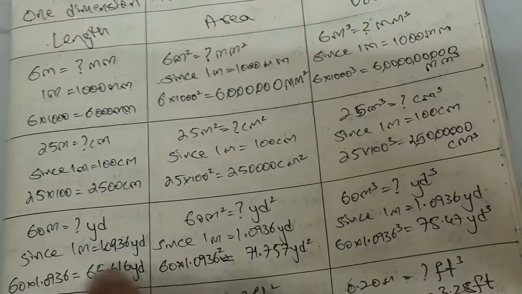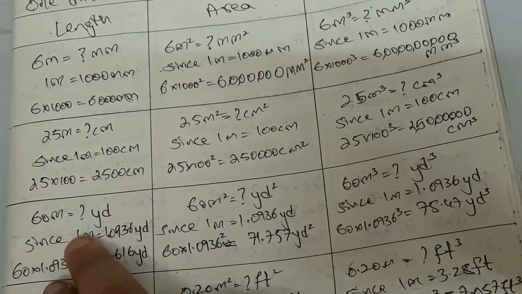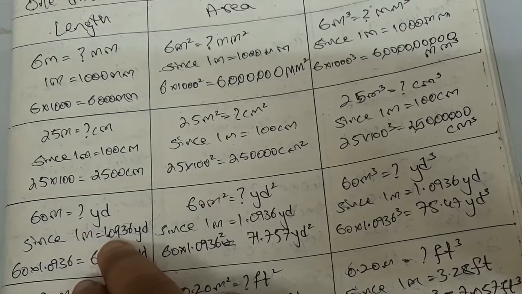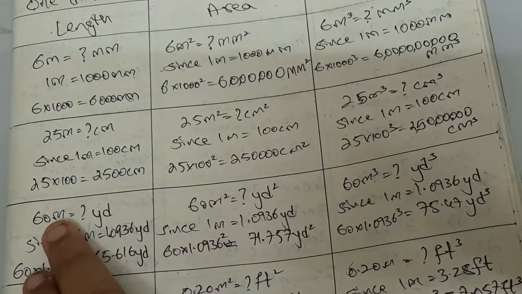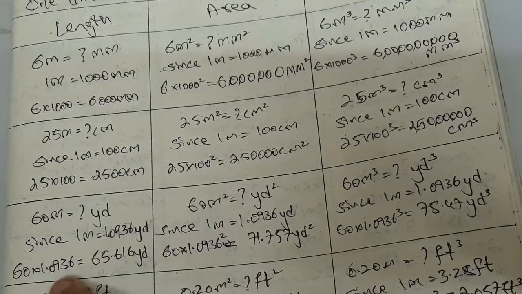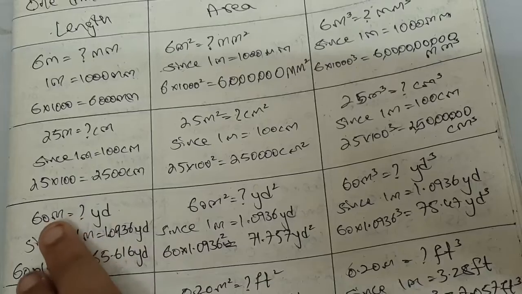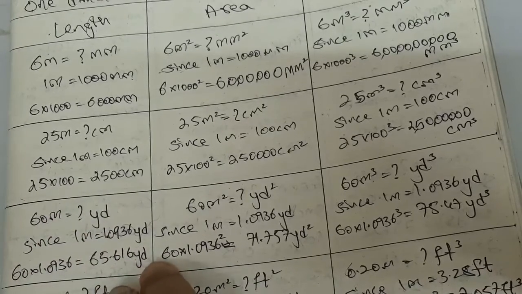Now moving on to the next problem, we have 60 meter is equal to how many yards? Since 1 meter is equal to 1.0936 yards, we multiply 60 meters with 1.0936 yards to get 65.616 yards. So 60 meter is equal to 65.616 yards.